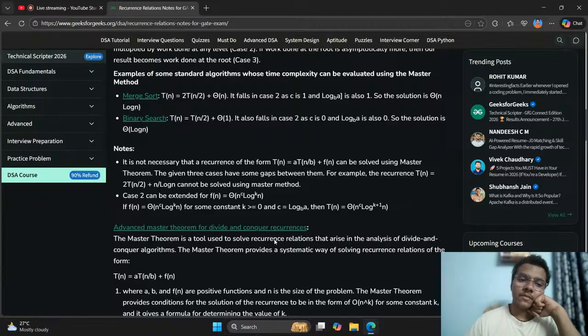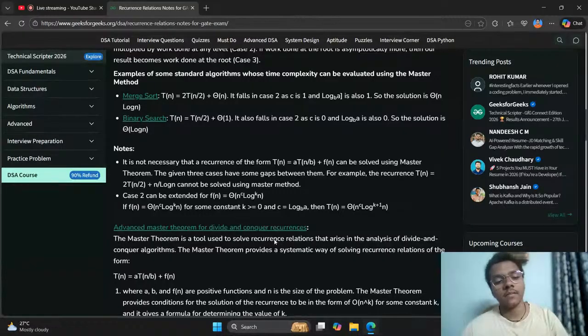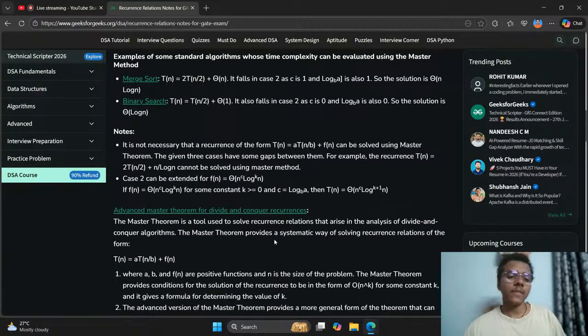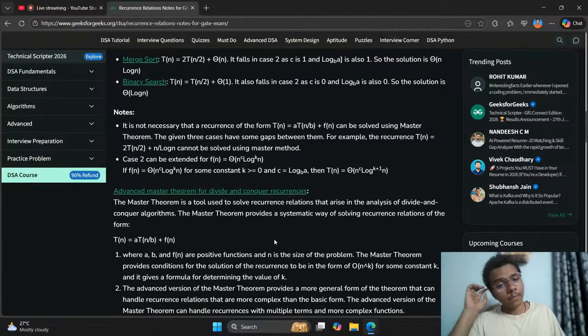Okay, it was given for merge sort and binary search. Notes: it is not necessary that a recurrence of the form T(n) = aT(n/b) + f(n) can be solved using the master theorem. It is not necessary. Okay.